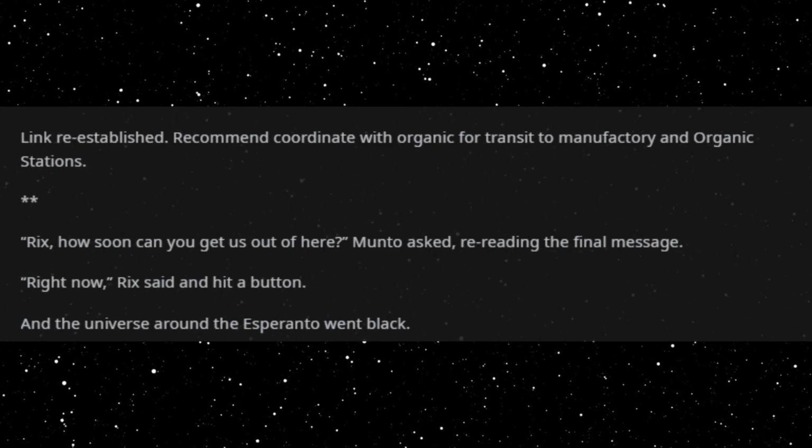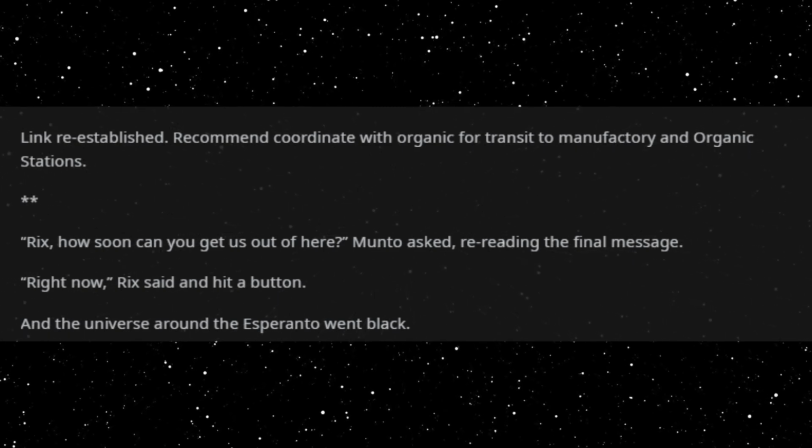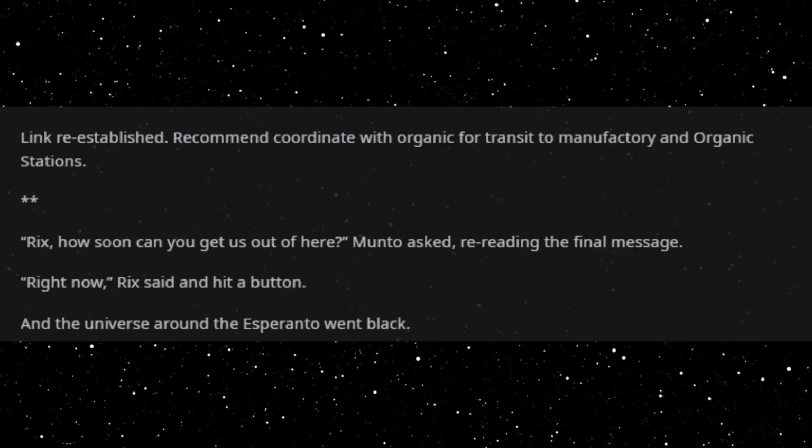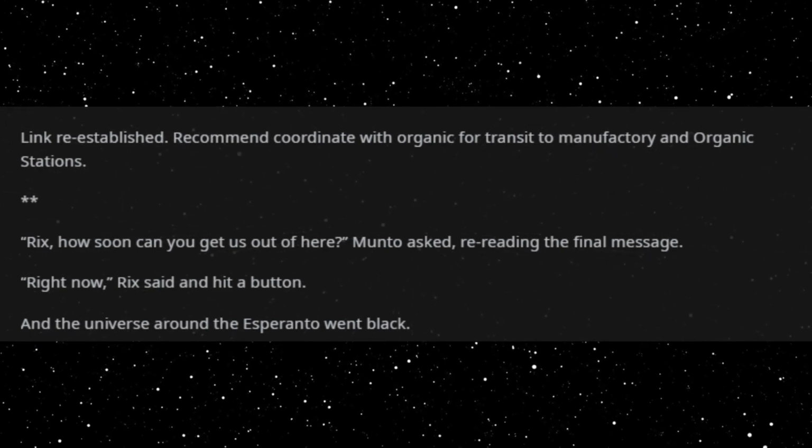"Rix, how soon can you get us out of here?" Munto asked, rereading the final message. "Right now," Rix said, and hit a button. And the universe around the Esperanto went black.